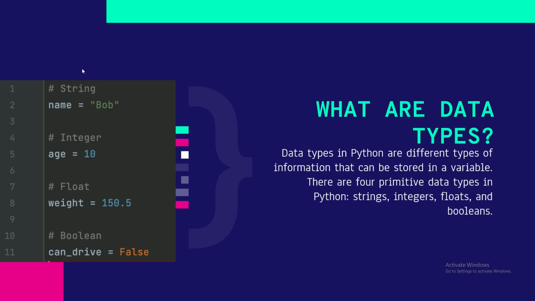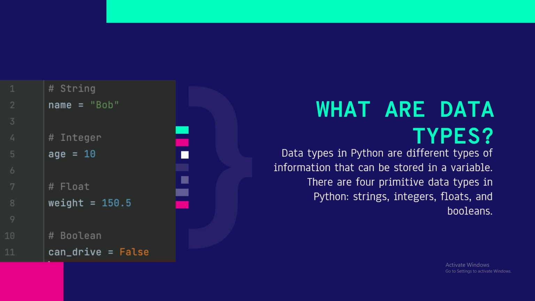So what are data types? Data types in Python are different types of information that can be stored in a variable. There are 4 primitive data types in Python: strings, integers, floats, and booleans. So if you look on the left, we can see we have Bob, a string, which is assigned to name. Strings are used to store a sequence of characters and are denoted by double quotes, as you can see around Bob. Next, we have integers: 10 is assigned to age. Integers are used to store whole numbers.